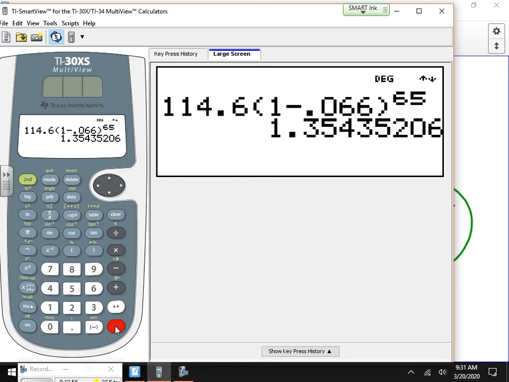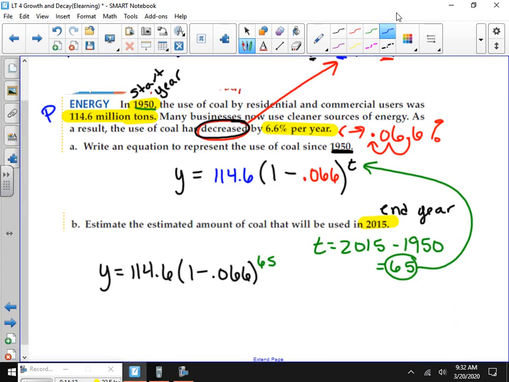So 1.35. I'm going to write that down. 1.35, and I need to remember my units. My units was 1 million tons. And there's my answer. So we went from using 114.6 million tons to just 1.35 million tons, which is significantly less.